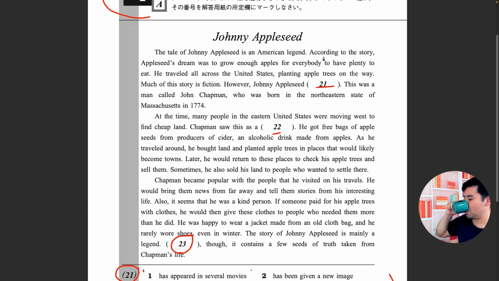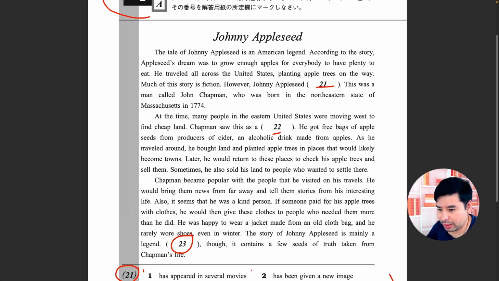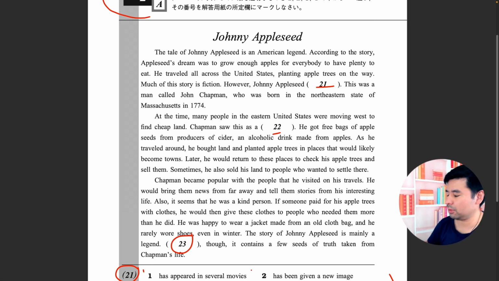So let's go. Let me make myself a little bit bigger again. Okay, so Johnny Appleseed. The tale of Johnny Appleseed is an American legend. According to the story, Appleseed's dream was to grow enough apples for everybody to have plenty to eat. He traveled all across the United States, planting apple trees on the way. Much of this story is fiction.